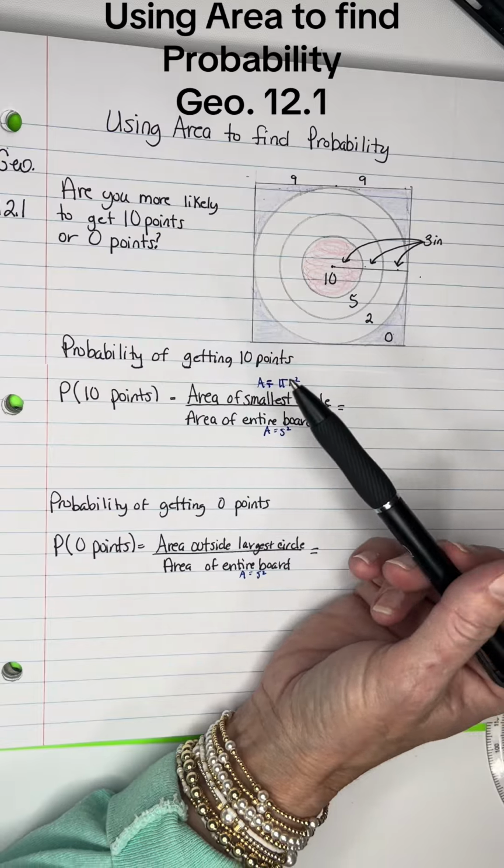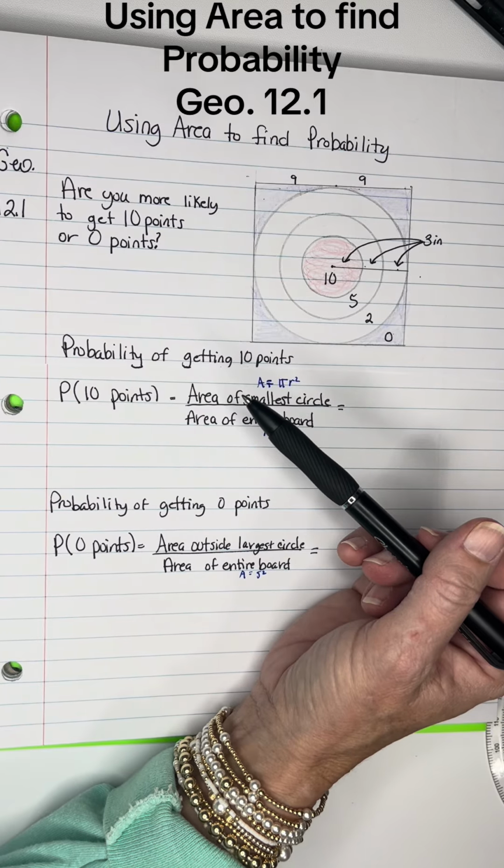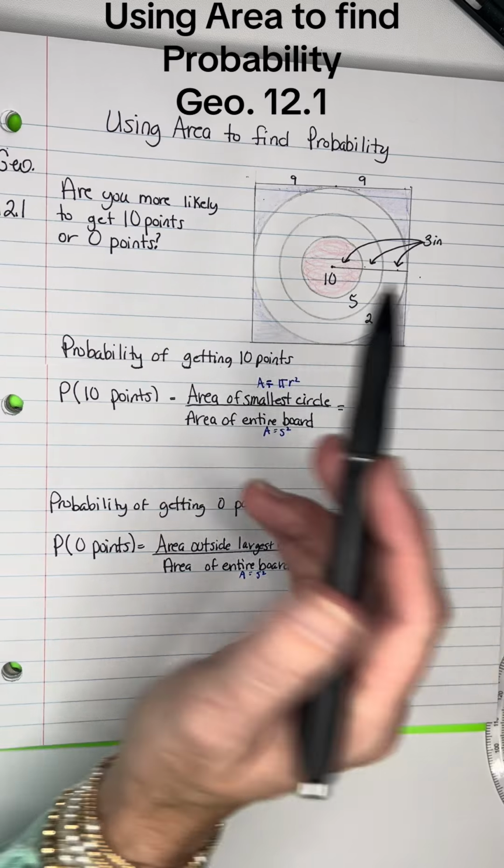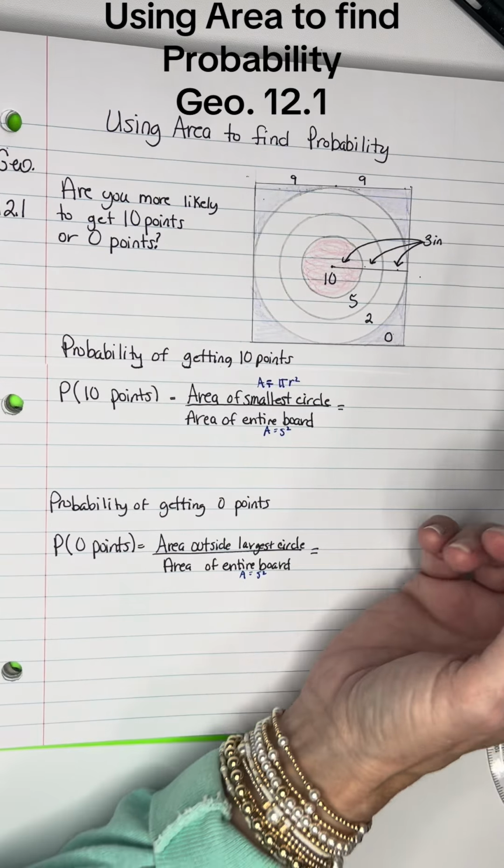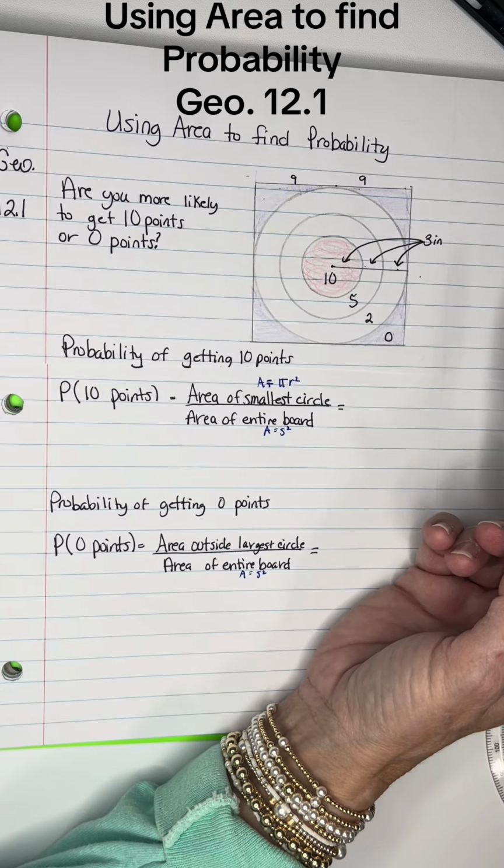Okay, so let's find the probability of getting 10 points and compare it to the probability of getting 0 points. Remember, probability is the number of ways to be successful divided by the total number of ways you could land, or the area. So we're talking about area here. We've got the geometry going on with this probability.